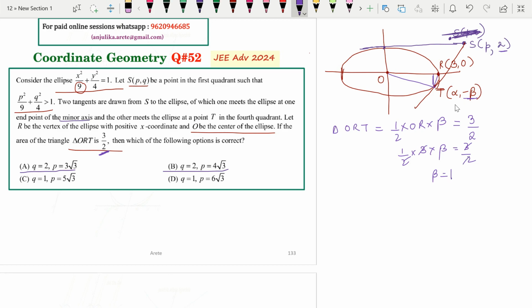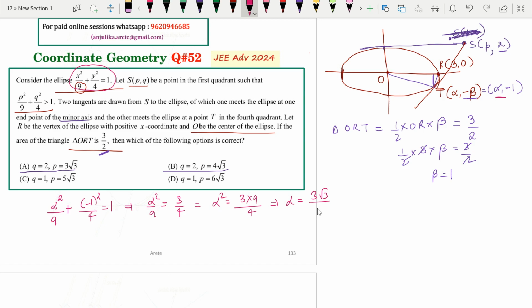So now you got the y coordinate of T. Alpha and minus 1. Now can you get alpha? Yes, very trivial. Because it's lying on the ellipse, you just plug in the point on the ellipse and you will get to know its alpha value. So let's plug in alpha and beta. Minus 1, that's the y coordinate. So minus 1 square upon 4, that's 1. So alpha square is 3 times 9 upon 4. Root 3 by 2, that's alpha.